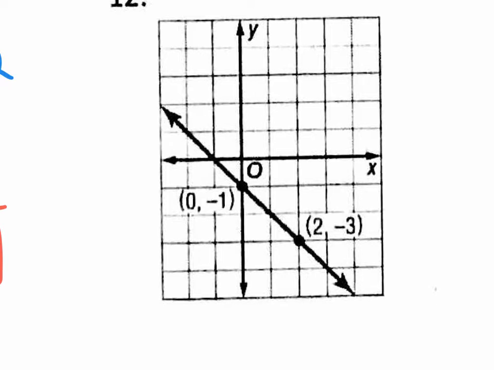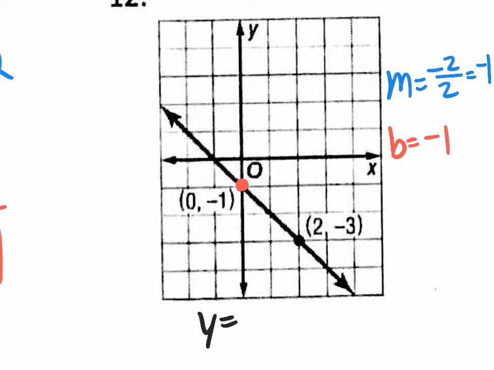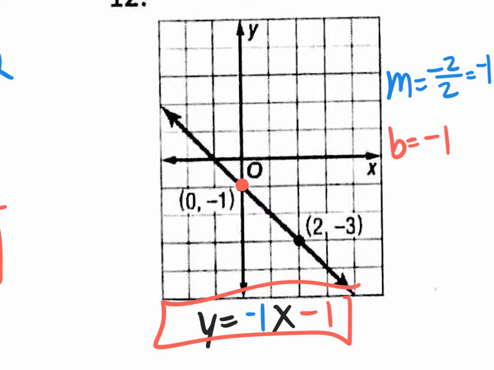Number 12, the b value is negative 1. The slope value is, you're going down 2 over 2, all right? So let's write this stuff down. The m value is down 2, that means negative 2 over 2, which means the m value is negative 1. And the b value is also negative 1. So your slope-intercept form equation, y equals mx plus b, is y equals negative x minus 1. That's your slope-intercept form equation for that one.